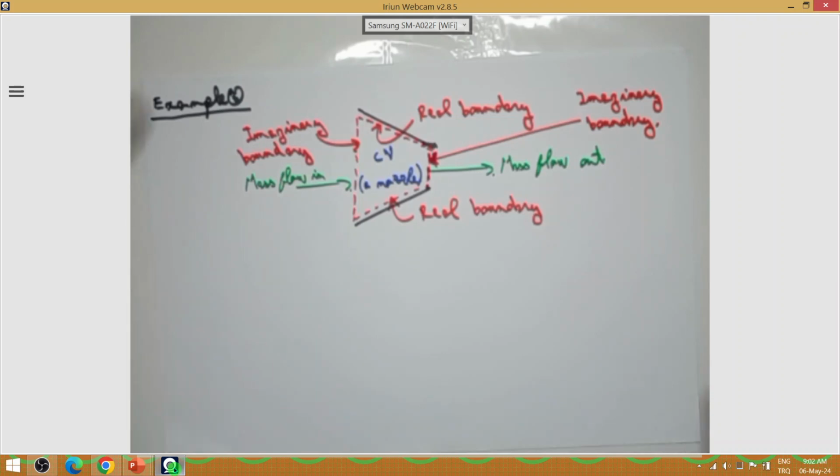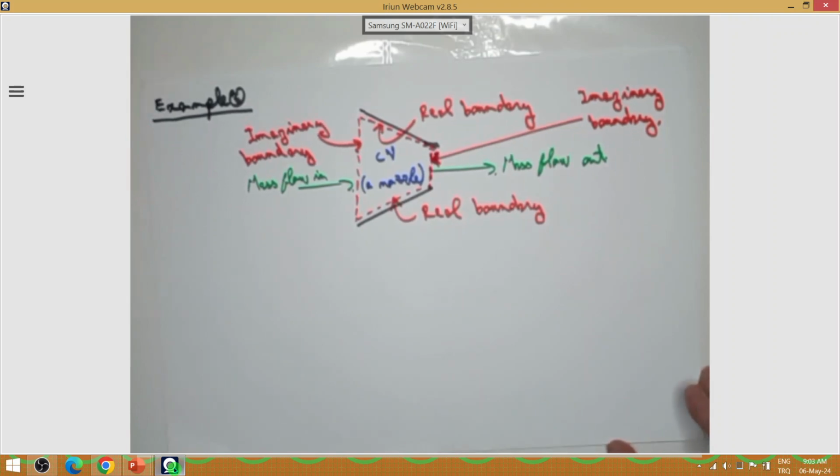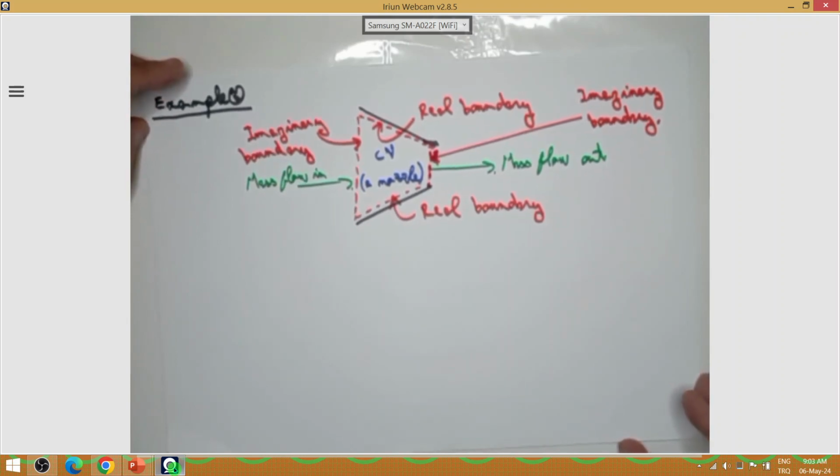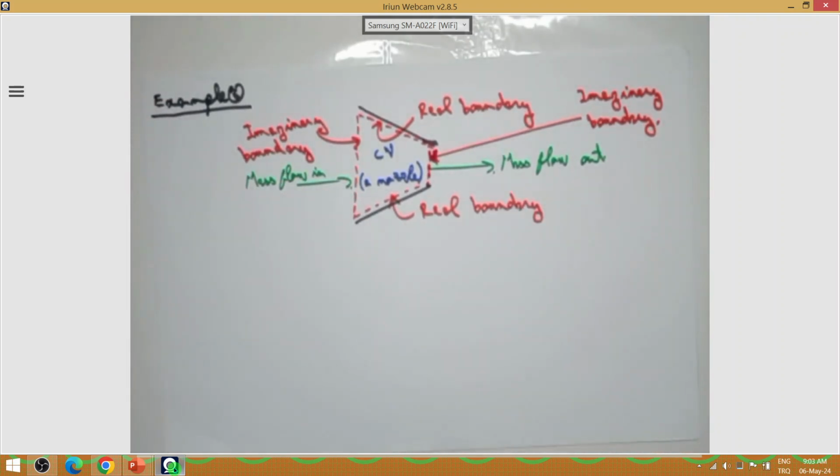Now let's move to note 9. We have seen note 8. Now we'll speak about note 9. So let's move to note 9.